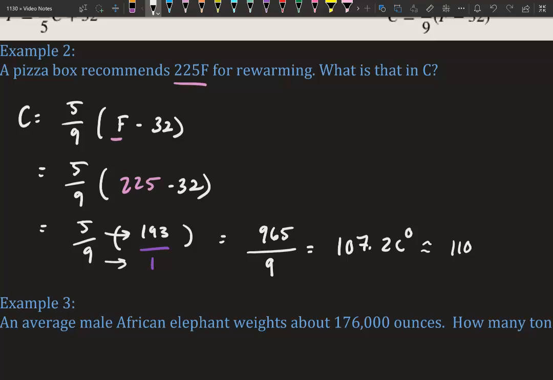The reason why we round that up, and it doesn't say to round, but if you think about it, when you turn your oven on or your air fryer, you can't do 107.2. You have to go to the next biggest number, which is 110.